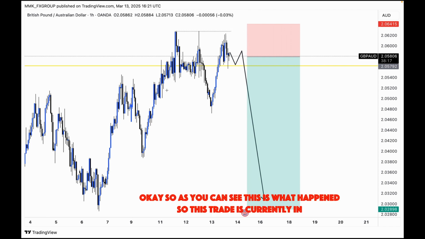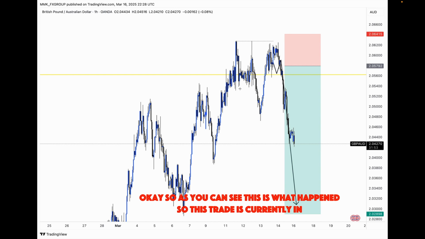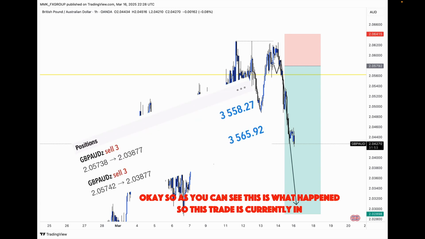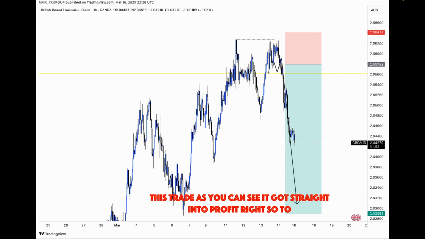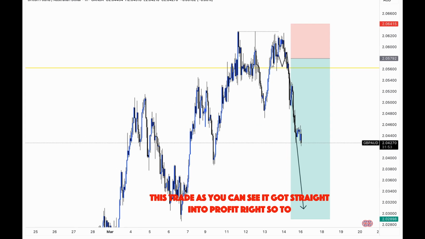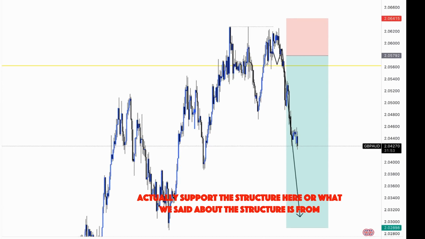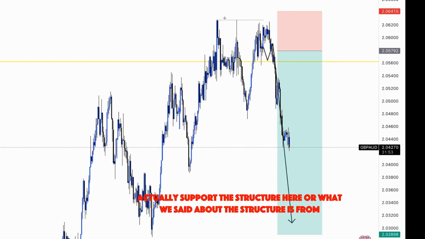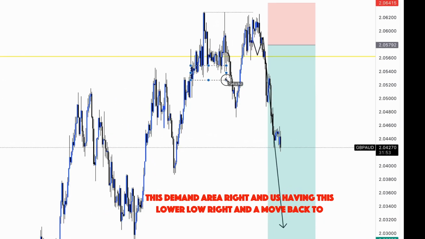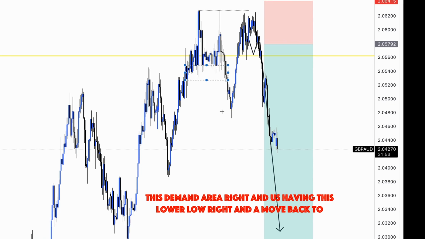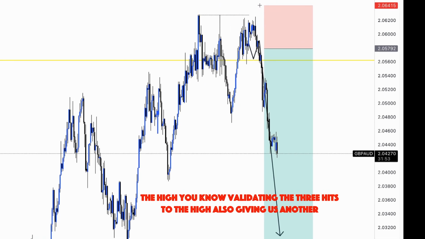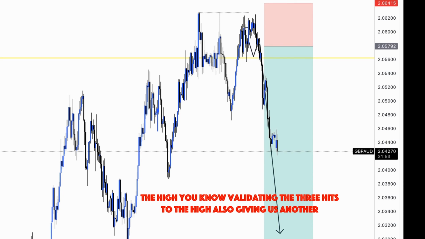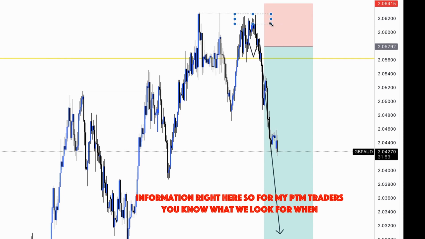Okay, so as you can see, this is what happened. This trade is currently in profit right now, as we are still holding it. We didn't have much of a drawdown on this trade. As you can see, it got straight into profit. So to support what we said about the structure, from this demand area, and us having this lower low and a move back to the high, validating that 3 hits to the high, also giving us another piece of information right here.